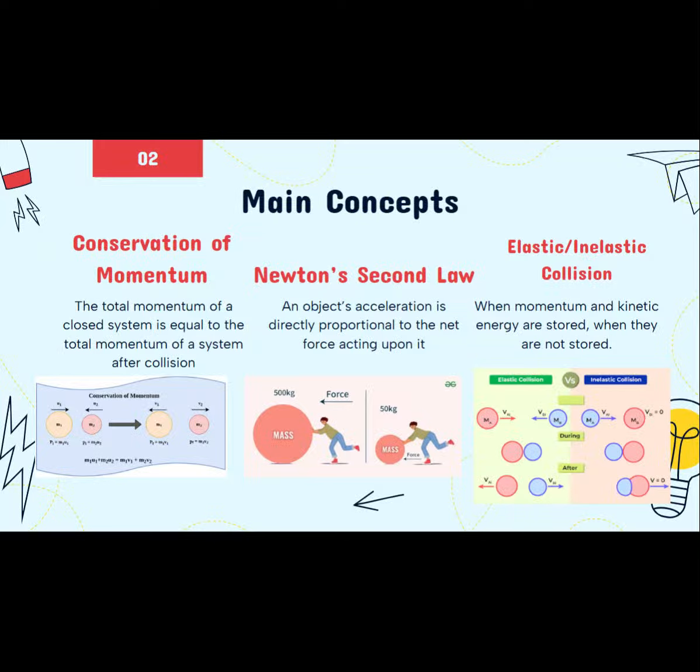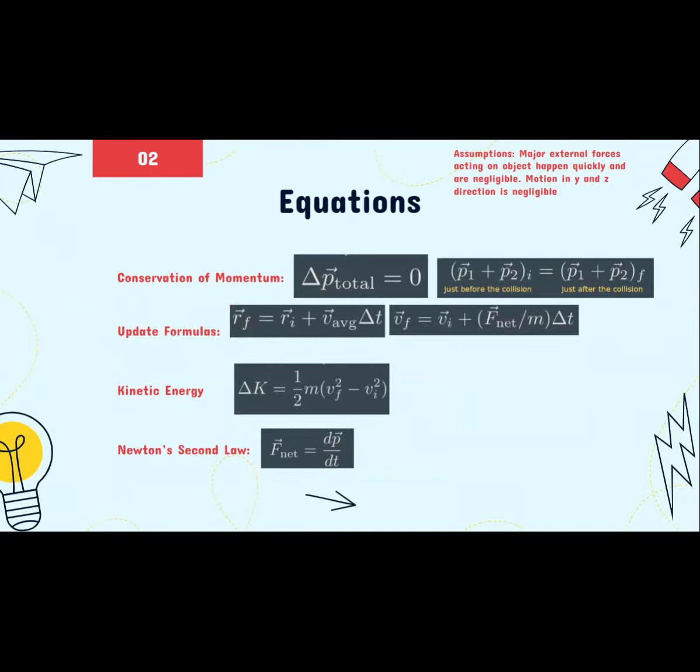Okay, so what are our main concepts for this lab? Well, we have the conservation of momentum, which is that the total momentum of a closed system is equal to the total momentum of the system after collision. We also have Newton's second law, which states that an object's acceleration is directly proportional to the net force acting upon it. We have elastic and inelastic collisions: when momentum and kinetic energy are conserved, that is an elastic collision, and when they're not conserved, it's an inelastic collision.